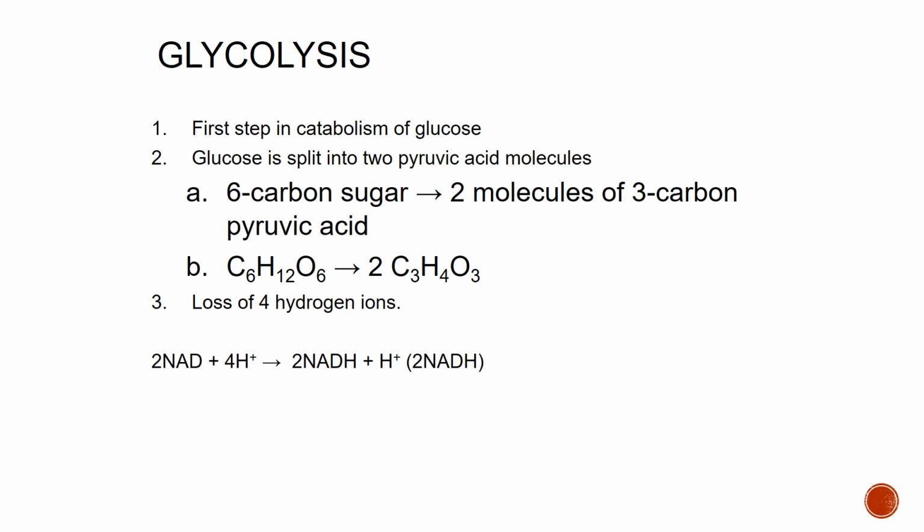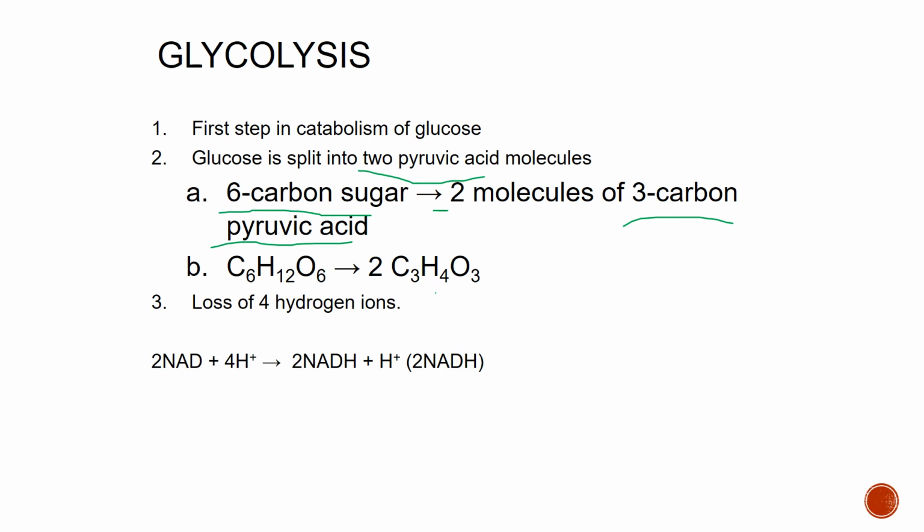All right, so let's begin by looking over glycolysis. Glycolysis, again, is the first step in catabolism. So now, again, breakdown of sugars, of glucose. Glucose is split into 2 pyruvic acid molecules. So we have a 6-carbon sugar that is broken down into 2 molecules of a 3-carbon pyruvic acid. So we go from C6H12O6 to 2 molecules of C3H4O3.